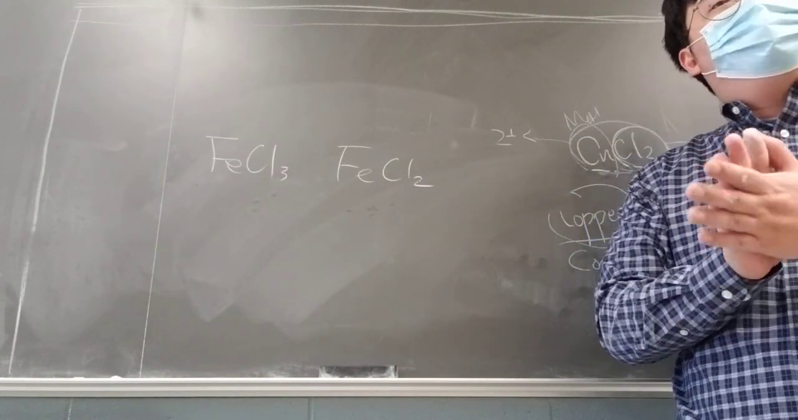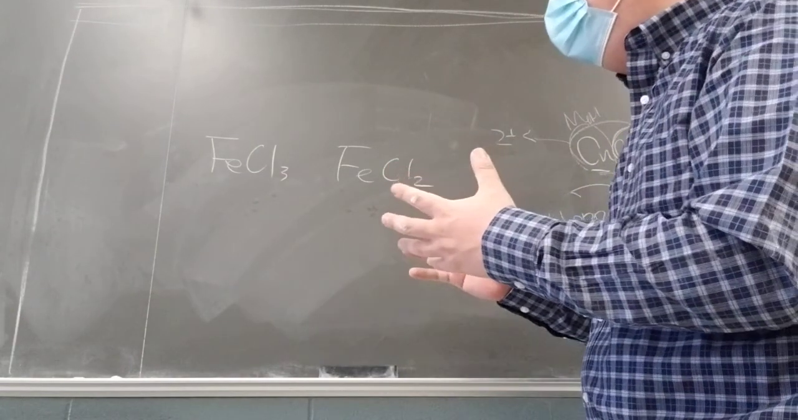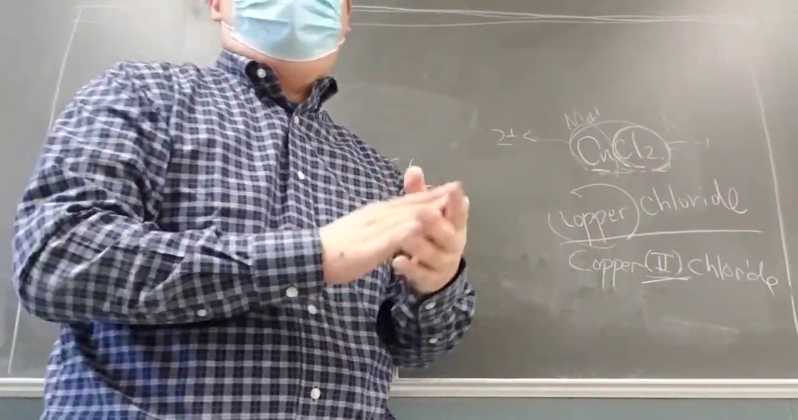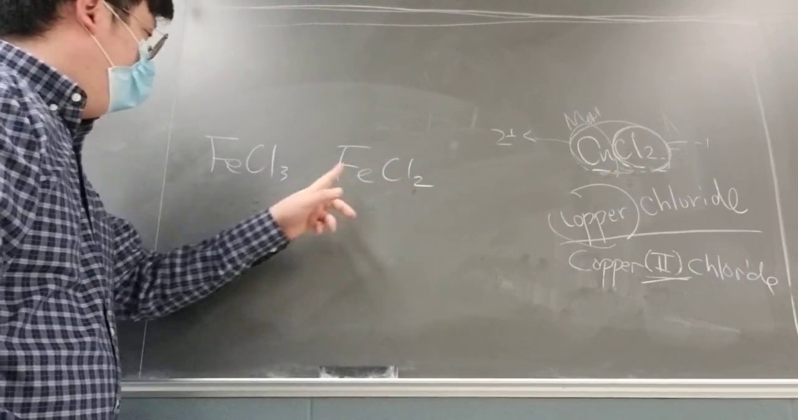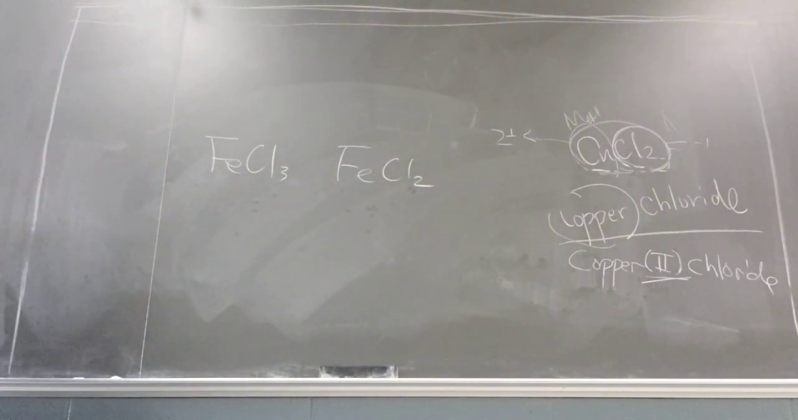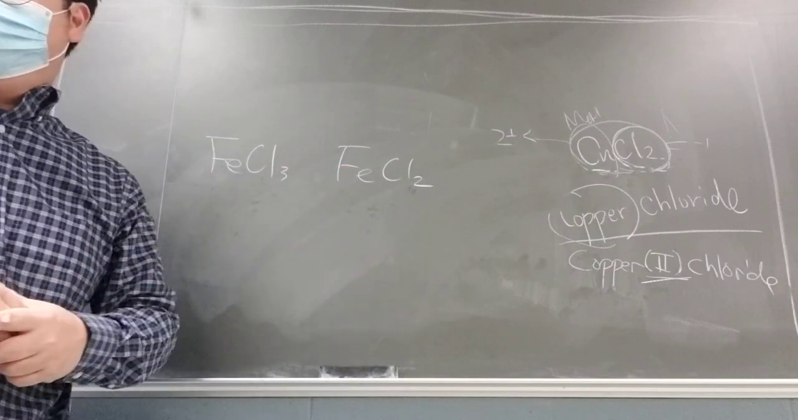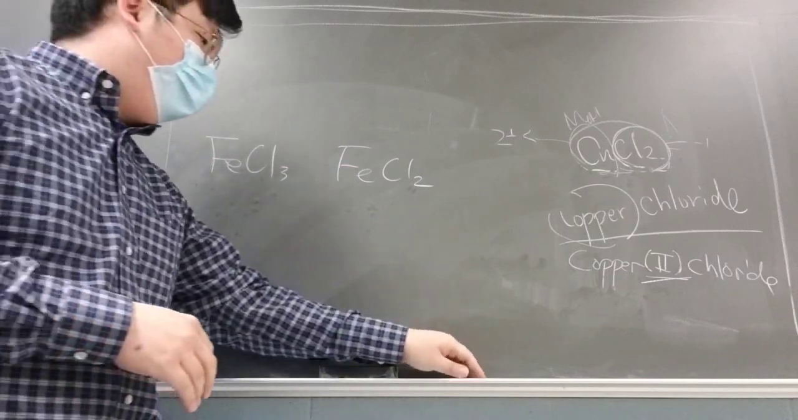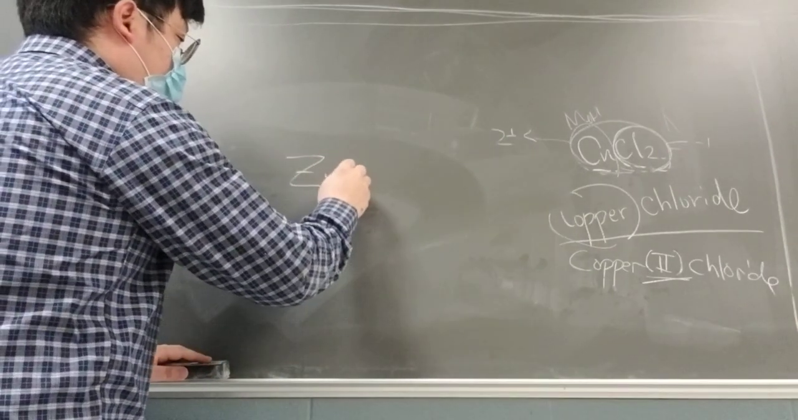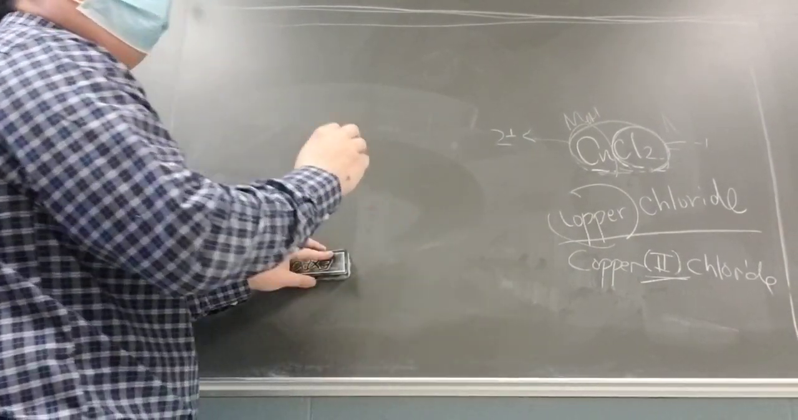So that's the exception. Whenever you have an ionic compound where the metal cation is in the D block, you need to specify the number by looking at the formula. It's 3 or 2, so that has to be what? The plus 3, plus 2. Okay? So let's try this one.